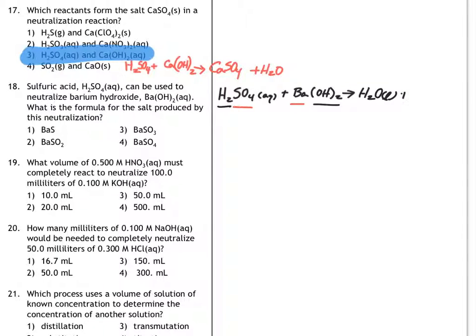So this is going to be a barium sulfate compound. Barium does have a +2 charge, and sulfate has a -2 charge. So this is going to be aqueous, but otherwise 1-to-1 ratio. So the best answer choice for question number 18 is number 4, barium sulfate.